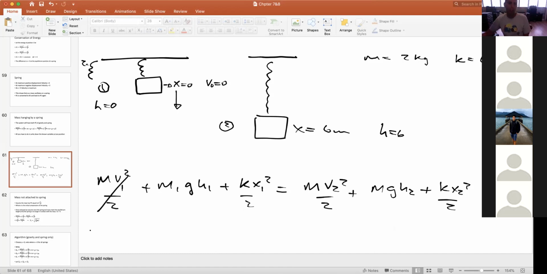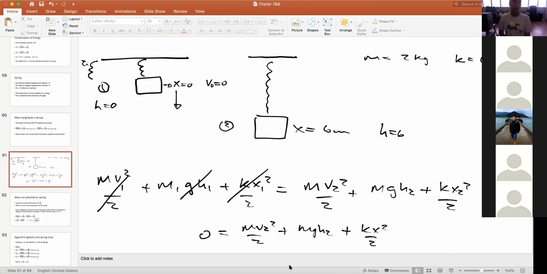If this started from 0, that's 0. Since I chose h1 to be 0, that's 0. And it's at equilibrium, so that's 0. So 0 is m v2 squared plus m g h squared plus k x squared over 2. Now, I want to solve for v2. I want to know what v2 is here. Move those two over, I get m v2 squared over 2 is equal to minus m g h2.